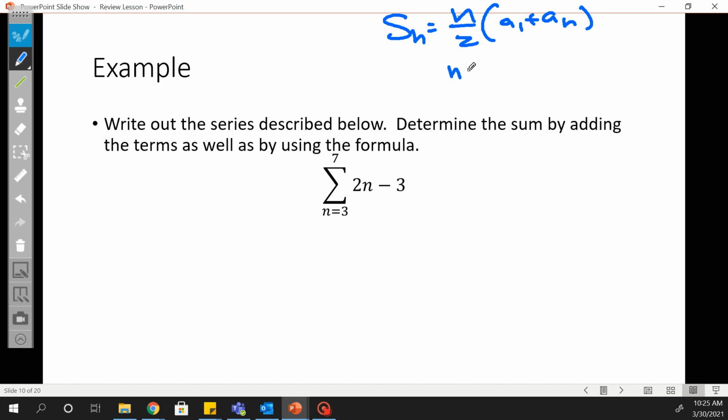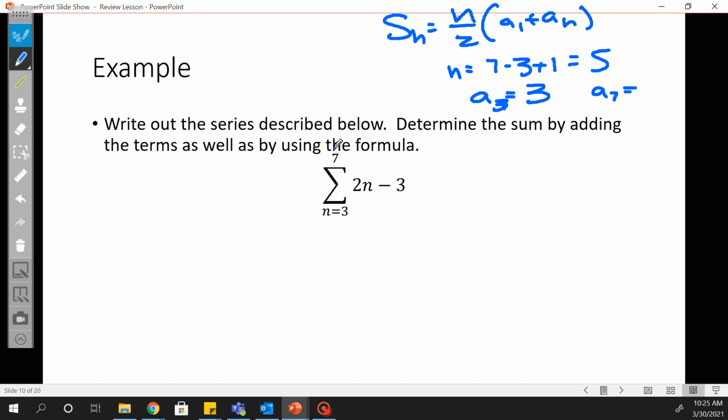Okay, so the n here would be the number of terms, which is 7 minus 3 plus 1. That's 5. The first term, we would plug 3 into this formula. So 2 times 3 is 6, minus 3 is 3. So the first term is 3. Technically it's the third term, but it's the first term we're using. And we're going up to the 7th term. So a3 is going here, and a7 is going here.